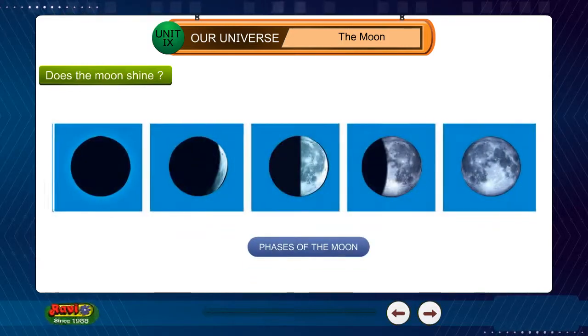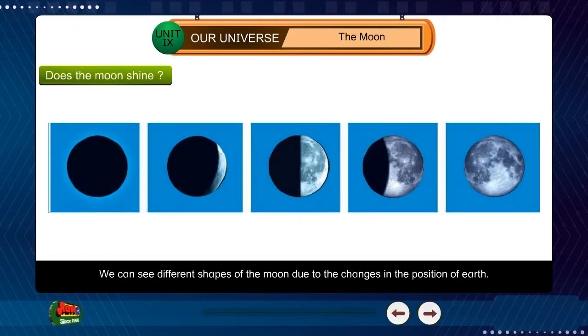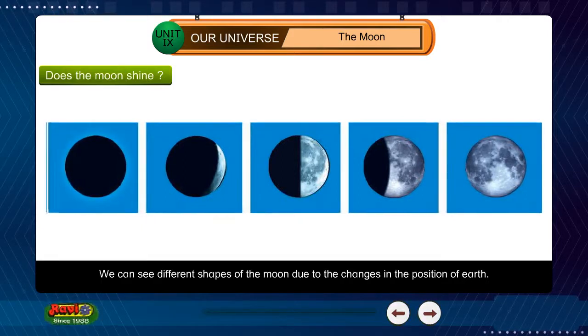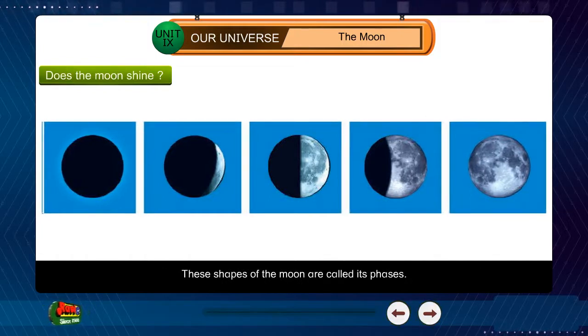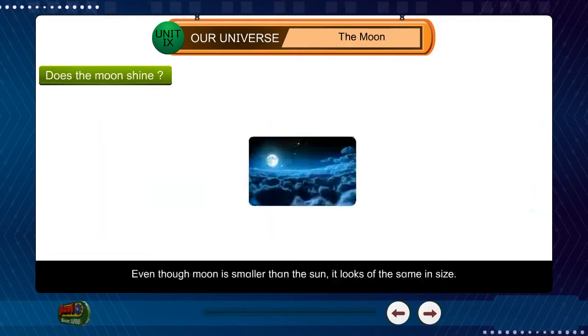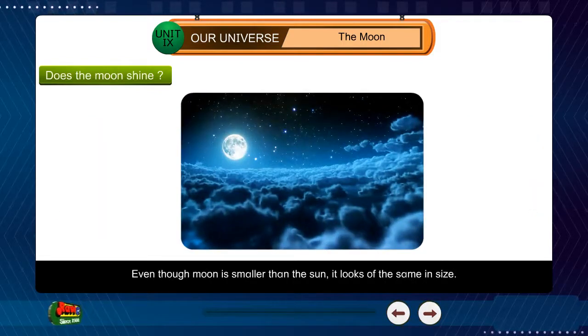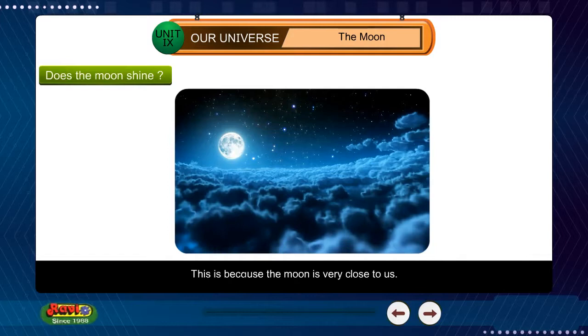Phases of the moon. We can see different shapes of the moon due to the changes in the position of Earth. These shapes of the moon are called its phases. Even though moon is smaller than the sun, it looks the same in size. This is because the moon is very close to us.